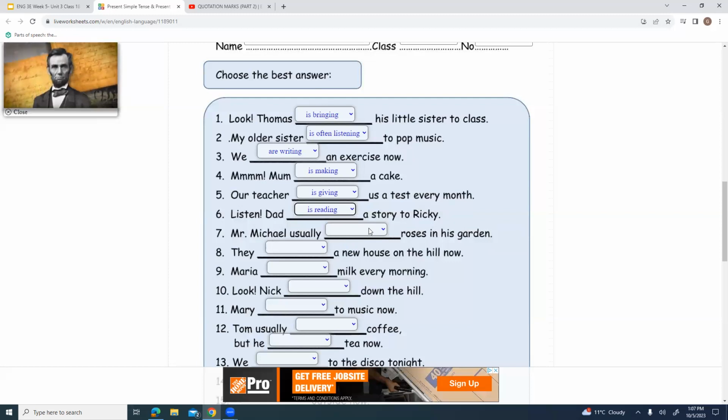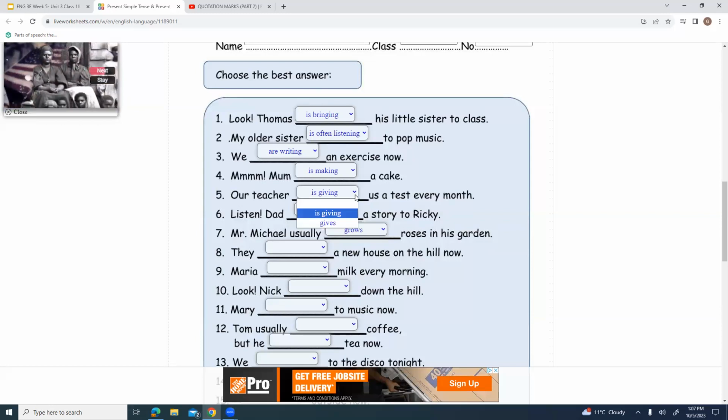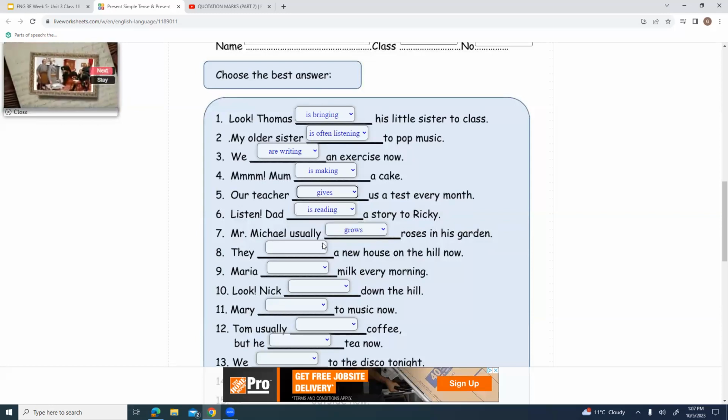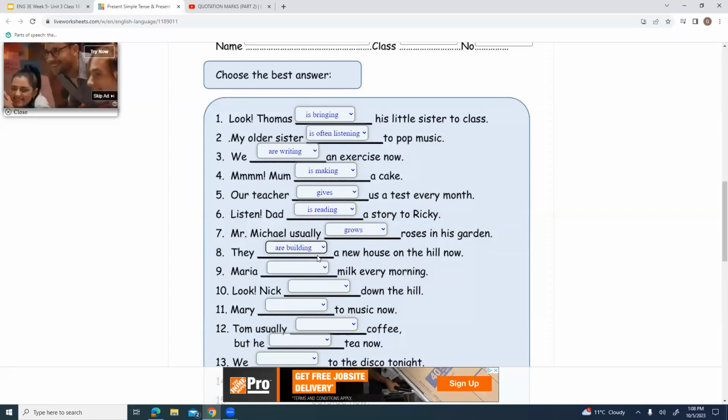Mr. Michael usually is growing or grows roses in his garden. I'm going to say grows, and I'm going to go back here and fix this and say I think gives. Okay. So you can see there is some question. It depends a little bit. You can see they both sound okay. It depends a little bit on what you're meaning, right? They are building a new house on the hill right now. So they're doing it right now and it's continuous.